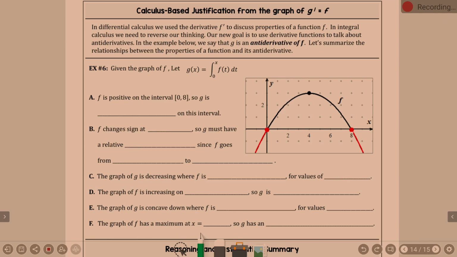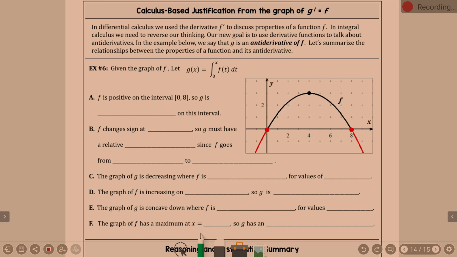On this back page, I'm talking about some justifications here. In differential calculus, we use the derivative f prime to discuss properties of a function f. Thus, going back to if the derivative is positive, increasing graph, those types of things. In integral calculus, we need to reverse our thinking. Our new goal is to use derivative functions to talk about antiderivatives. In the example below, we say that g is an antiderivative of f, because g is the integral of f. Antiderivative is what an integral is.